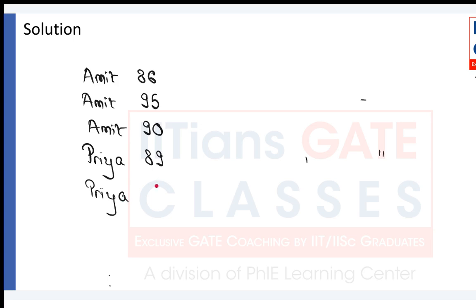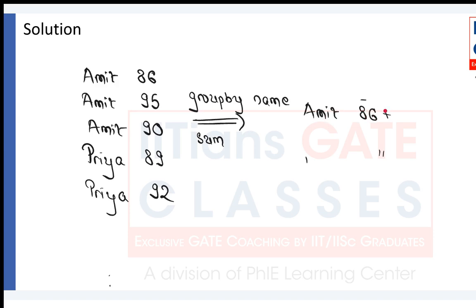Now you are grouping this table by the name. You are taking the sum of marks. So what will be returned? First will be Amit, you sum as 86 plus 95 plus 90, and then will be Priya, 89 plus 92. So how many rows are returned in this case, Rohit? 2. Okay. So if you were to answer on inner join, your answer would have been 2.